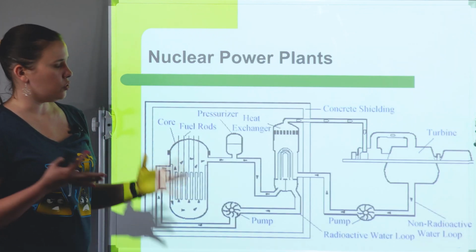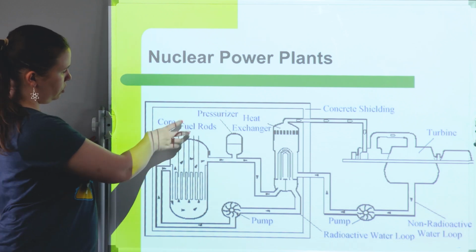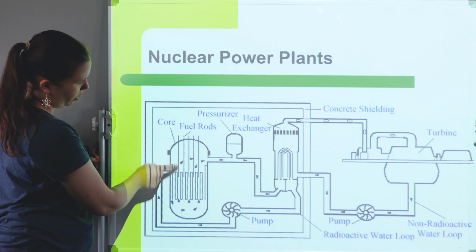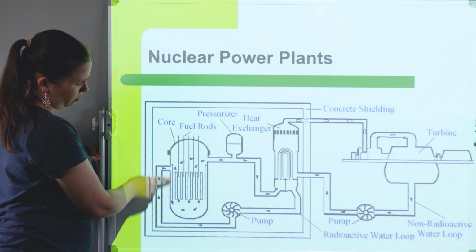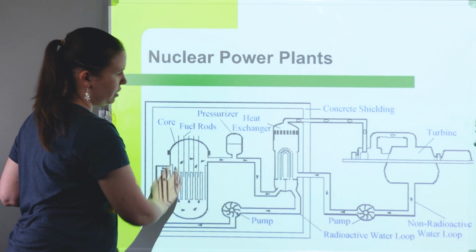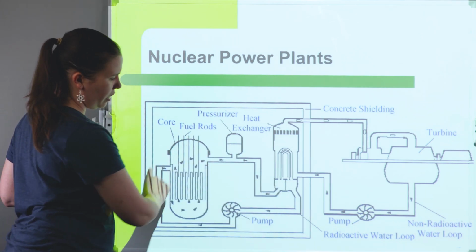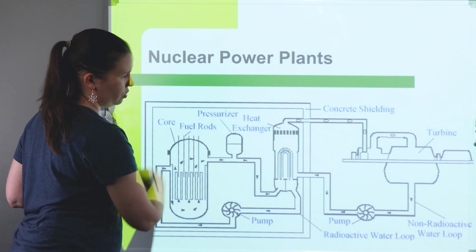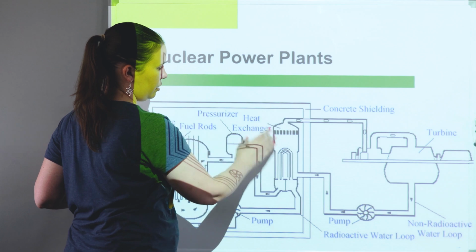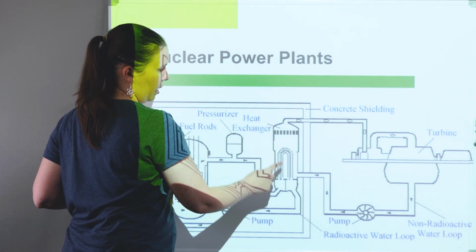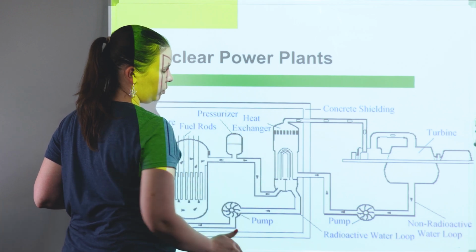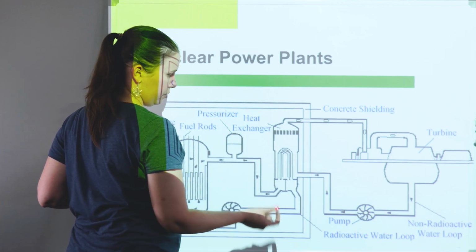Let's take a closer look at these loops I was mentioning. So the core is pictured over here on the left, and you can see both control rods and fuel rods into the core. That radioactive water loop needs to be pressurized so it doesn't turn into gas, and needs to be pumped so it's going through a circuit. There is a concrete shielding that's around my heat exchanger, and the heat exchanger's job is to let the water transfer heat energy but block the radiation.